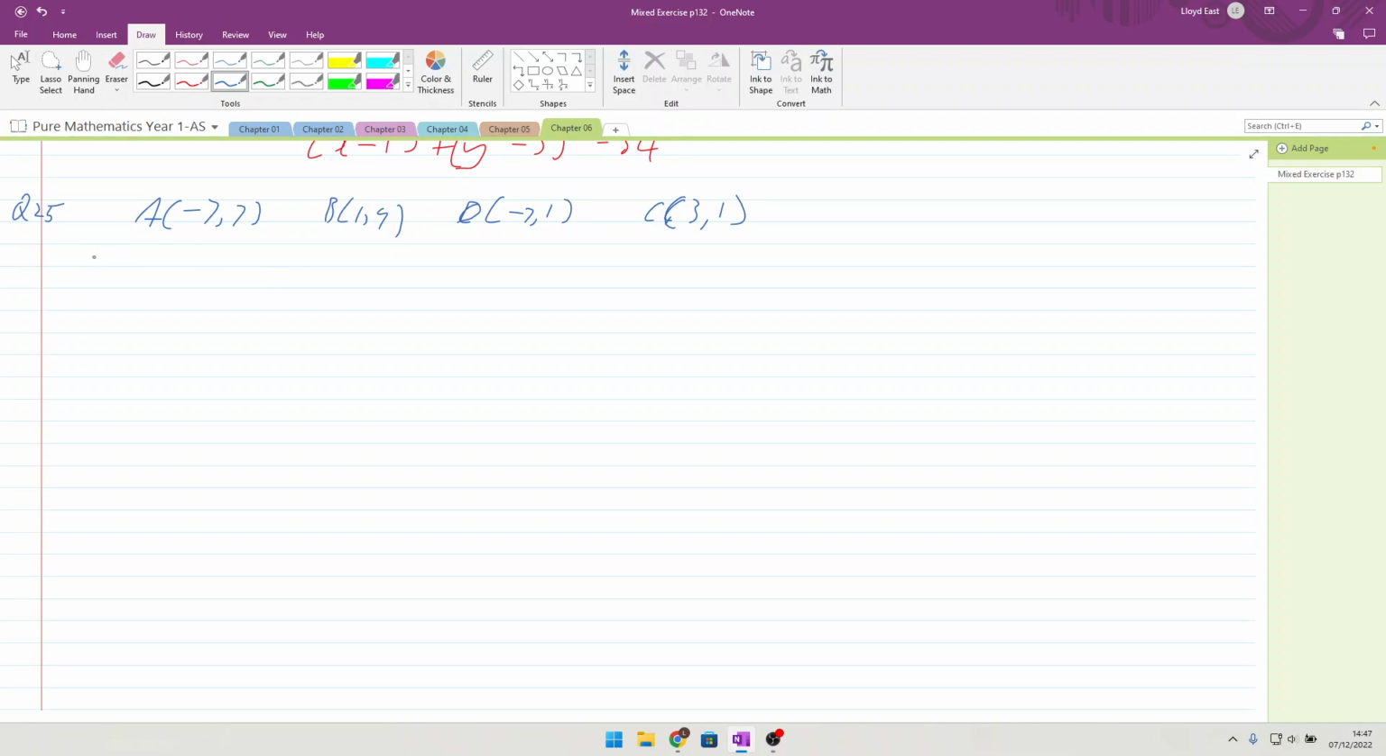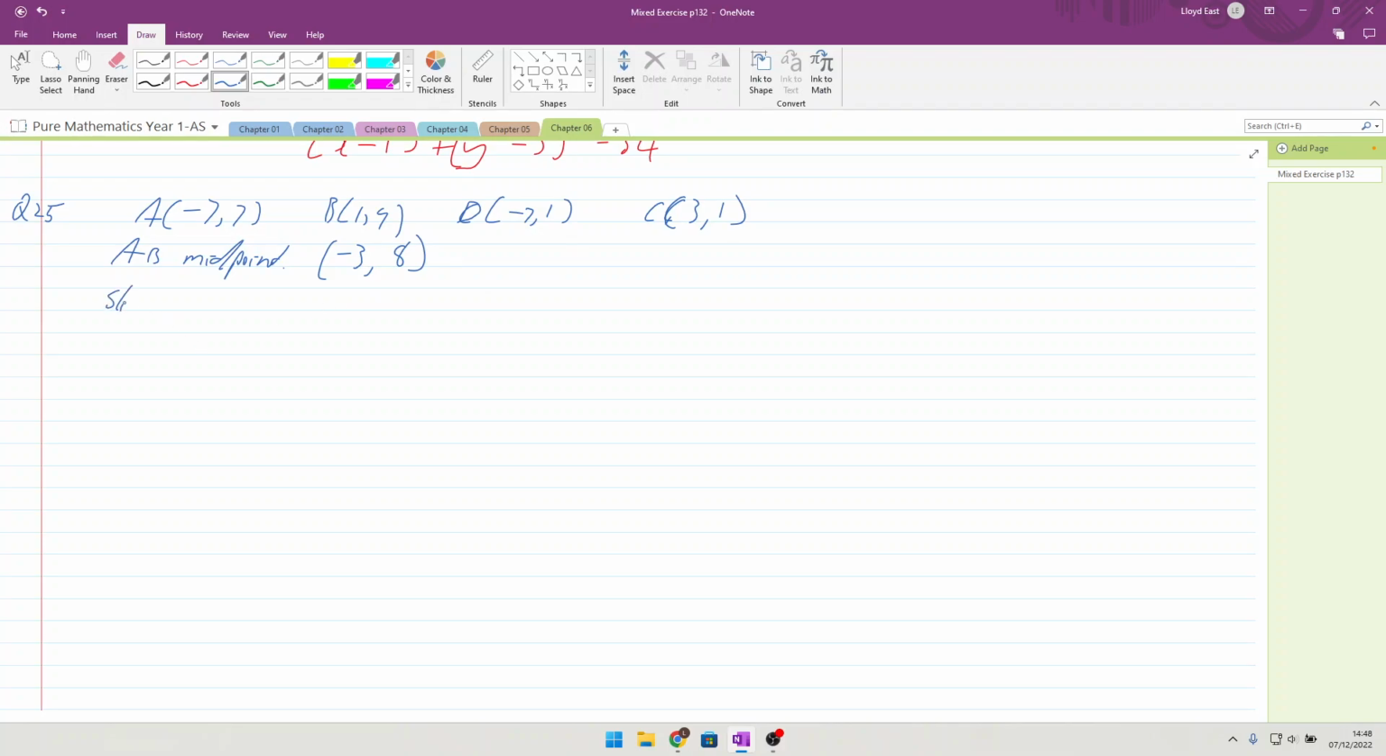So the perpendicular bisector of AB. First, the midpoint. Going from minus 7 to 1 is a distance of 8. Half of that is 4, so minus 7 plus 4 is minus 3. And then for the midpoint on the y, 7 to 9 is a difference of 2, half is 1, add 1, 8. So the midpoint of AB is (-3, 8).